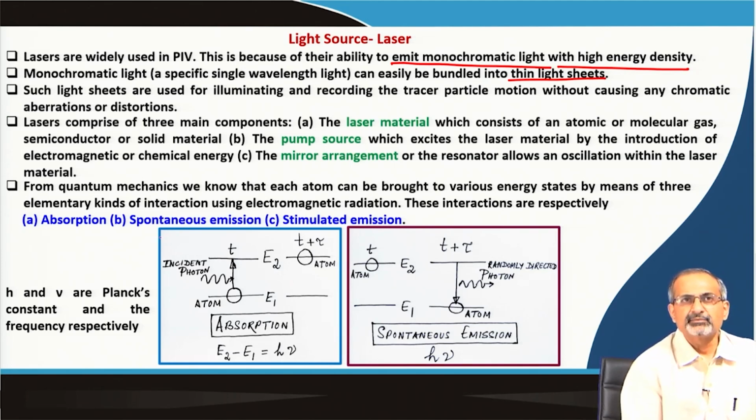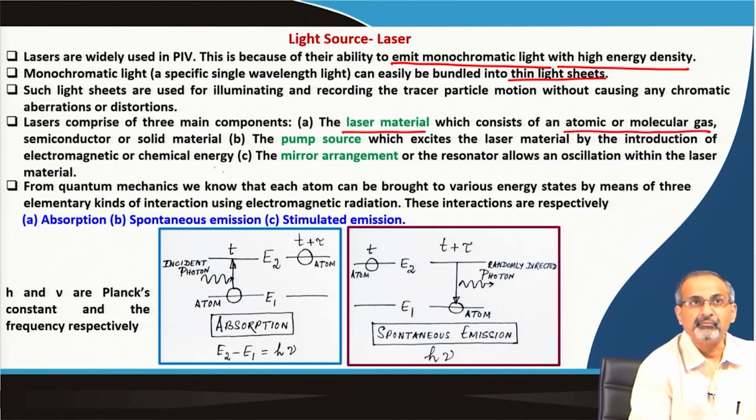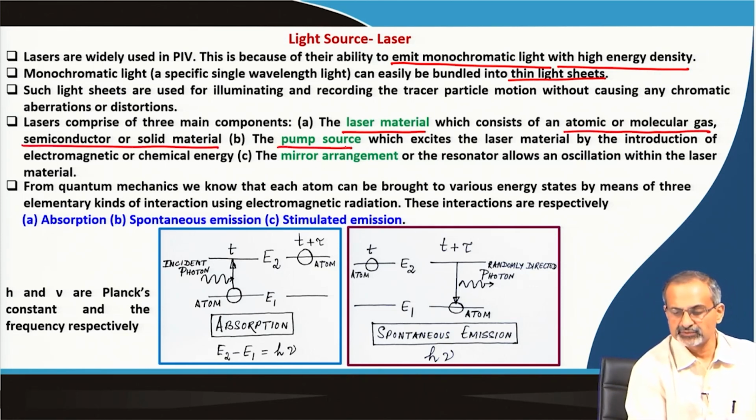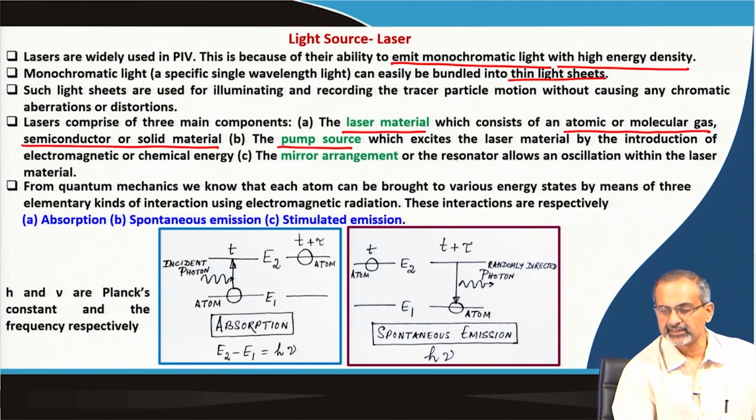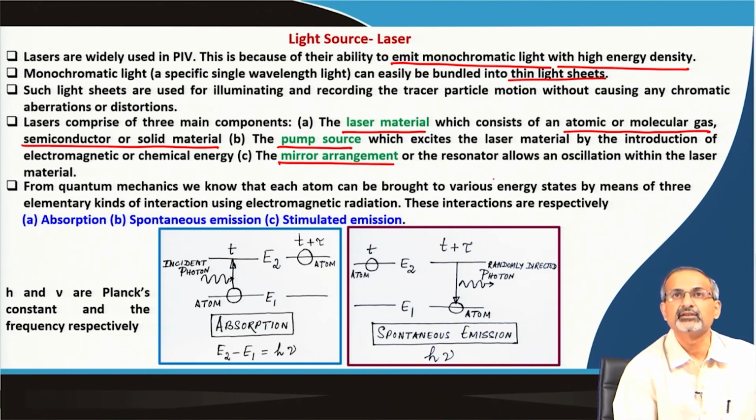Now, lasers comprise 3 main components: the laser material, which consists of an atomic or molecular gas, semiconductor or solid material; the pump source, which excites the laser material by introduction of electromagnetic or chemical energy; and a mirror arrangement or the resonator, which allows an oscillation within the laser material.